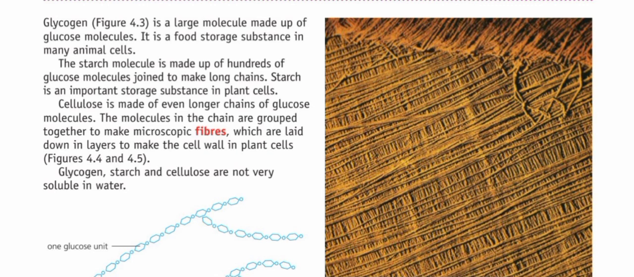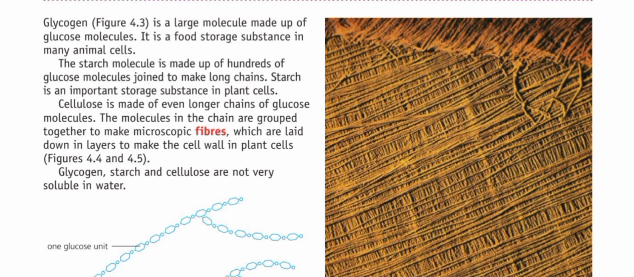Let's understand each one. Firstly, we'll discuss glycogen. Glycogen is a large molecule made of many glucose units. It acts as a food storage substance in animal cells. Animals store glycogen mainly in liver cells and in muscle cells. When the body needs energy, glycogen can be broken down to release glucose.